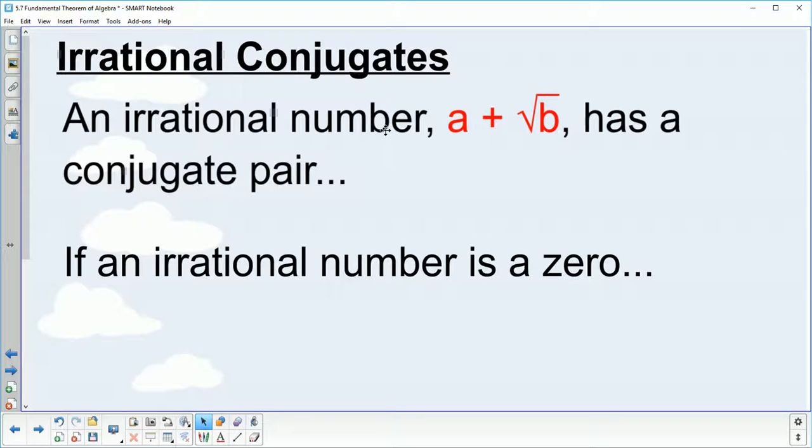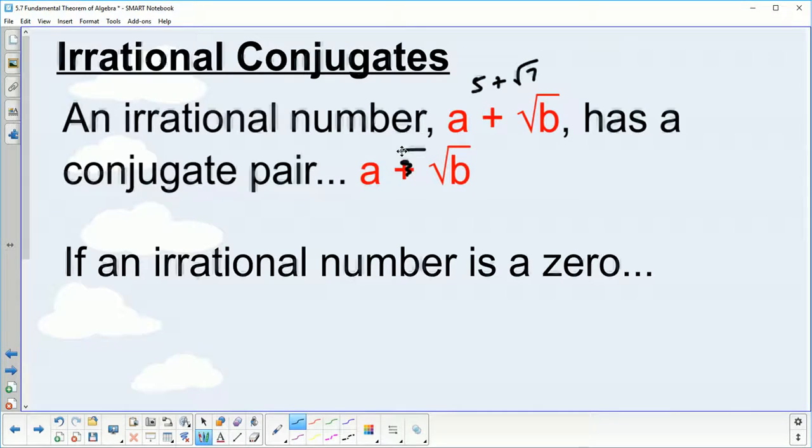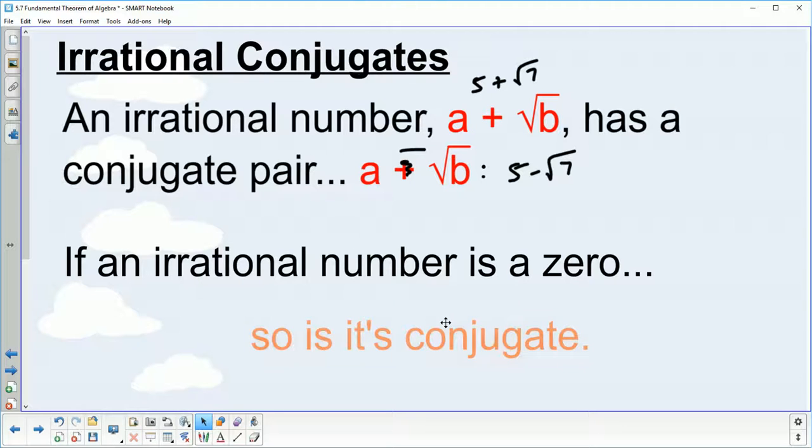In the same idea, an irrational conjugate: a plus the square root of b. If I use those same numbers, I could say 5 plus the square root of 7. Then it has a conjugate pair, a minus the square root of b. So its conjugate pair would be 5 minus the square root of 7. If an irrational number is a zero, then same idea, its conjugate is also a zero. So if 5 plus square root of 7 was a zero, so would be 5 minus square root of 7.